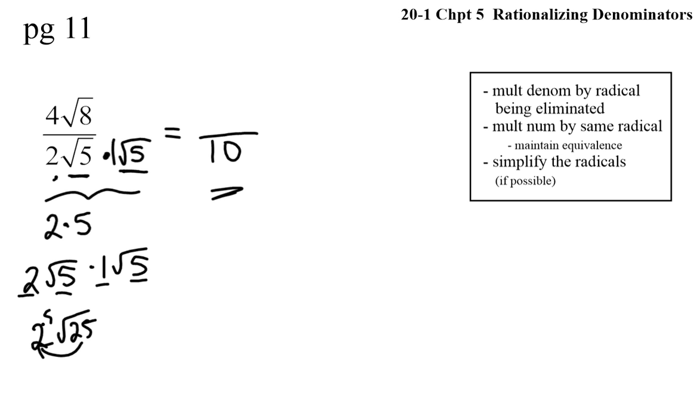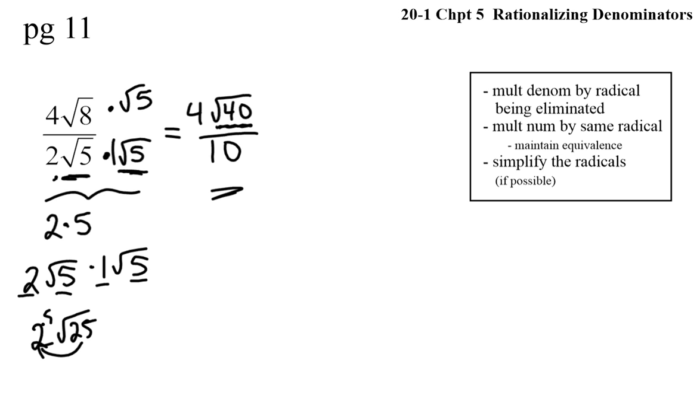So multiply just by the radical you want to get rid of. Multiply by that same radical in the numerator to maintain equivalence, and we get 4 root 40 in this case. So 4 root 40, can we simplify?